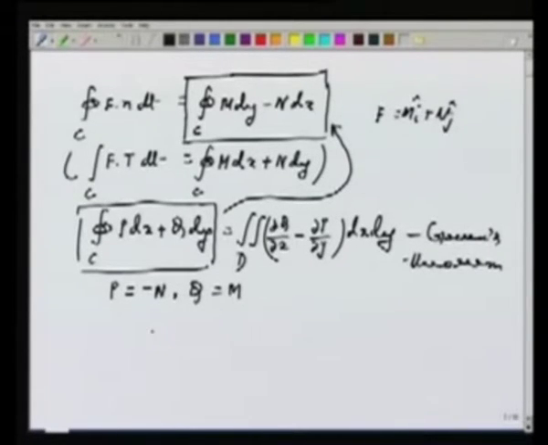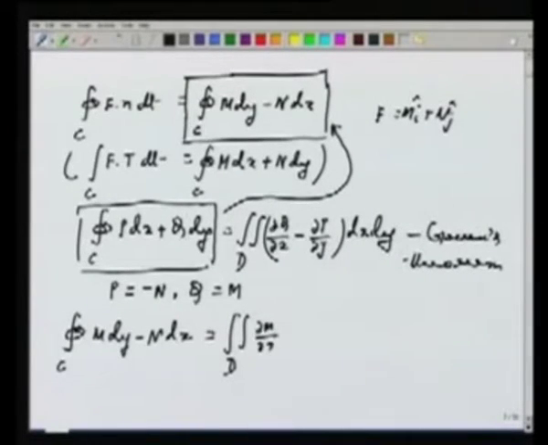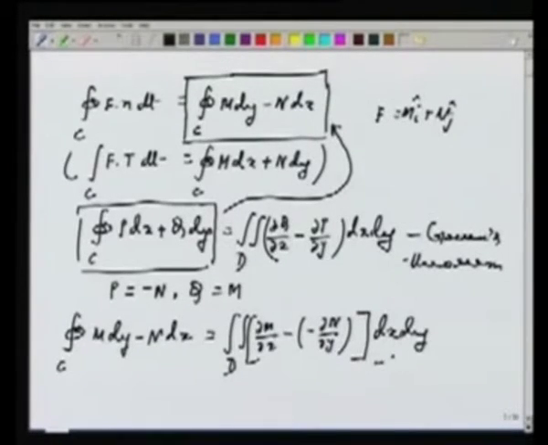Now if I apply Green's theorem with P equal to minus N and Q equal to M, what I get is that the integral over C of M dy minus N dx is the double integral over D. So first I have to write del Q del x, but Q is M, so I get del M del x, then minus del P del y, but P is minus N, so it is minus of del N del y, okay, times dx dy. This is by Green's theorem.